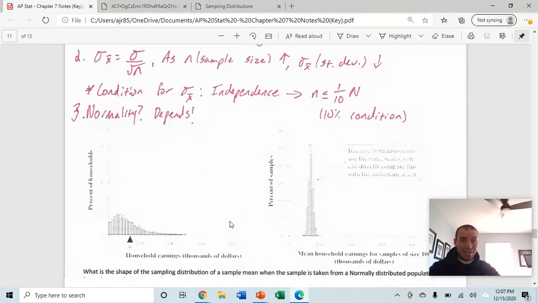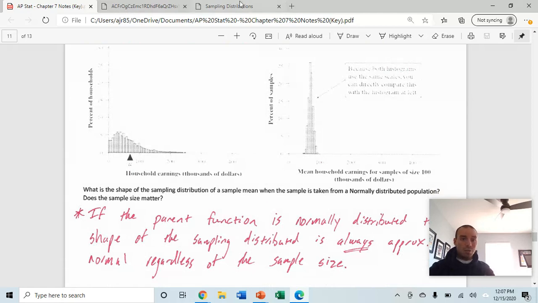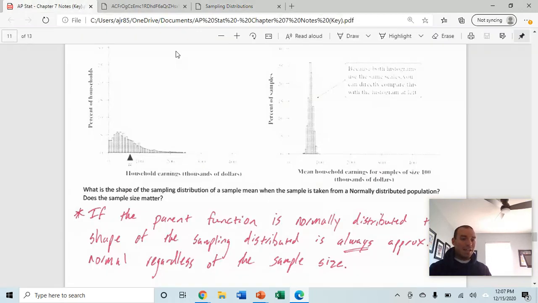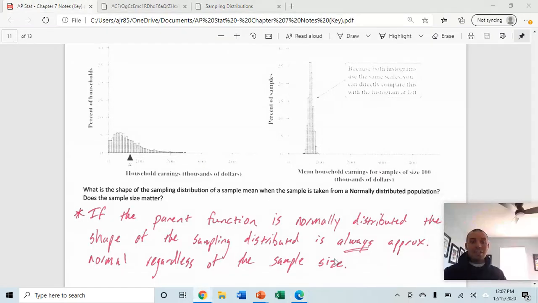Part 1 says if the parent function, meaning my original distribution, is normally distributed, then regardless of the sample size, doesn't matter the sample size, the sampling distribution is always approximately normal. Doesn't matter if I'm taking samples of size 100, size 5, or size 10. If the parent function or the population is normally distributed, then the sampling distribution is automatically normally distributed regardless of the sample size.